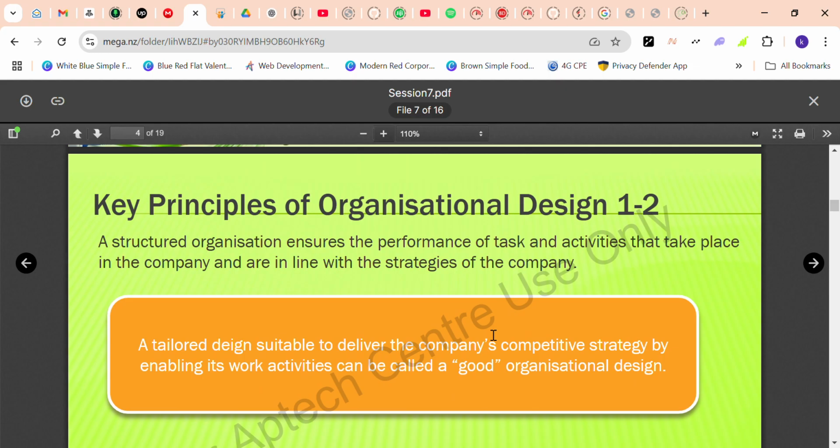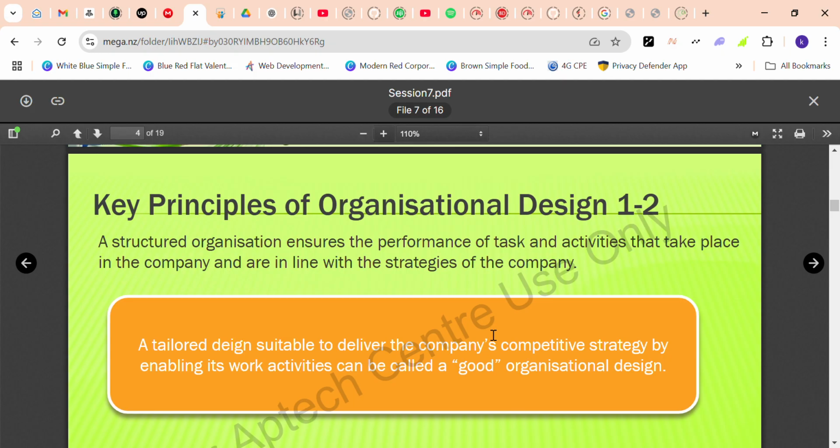Now let's talk about the key principles of organizational design. A structured organization ensures that the tasks and activities that take place in the company are in line with the strategies of the company. A tailored design suitable to deliver the company's competitive strategy by enabling its work activities can be called a good organization design.